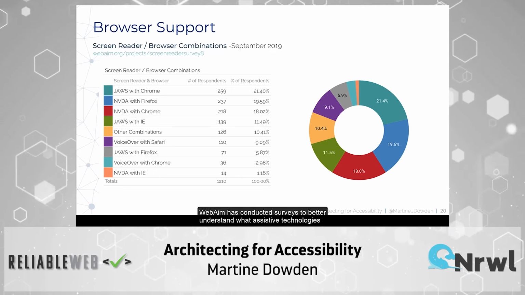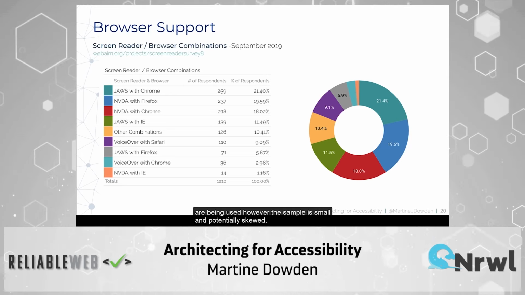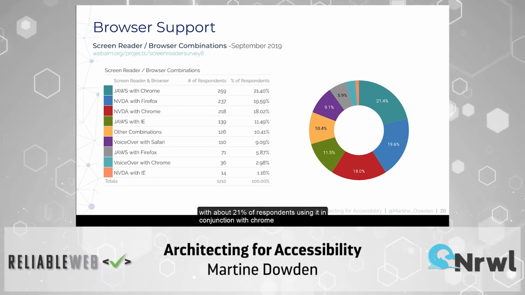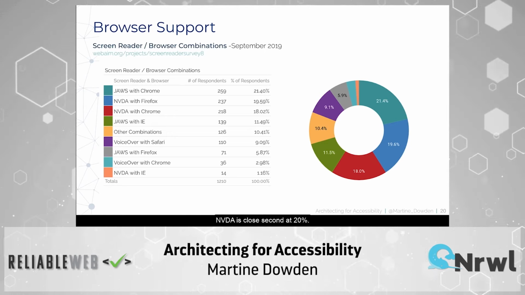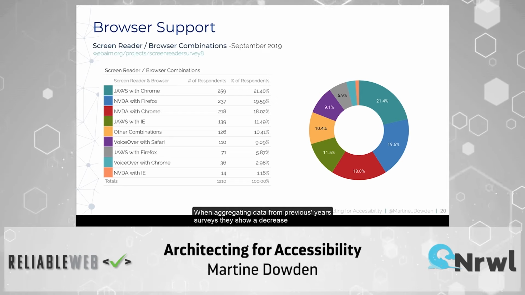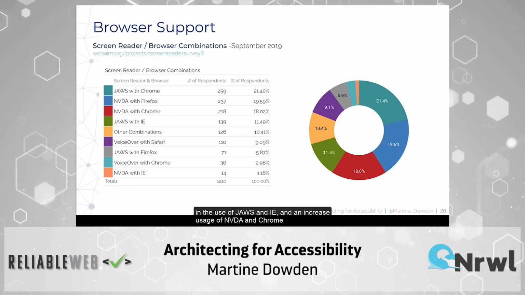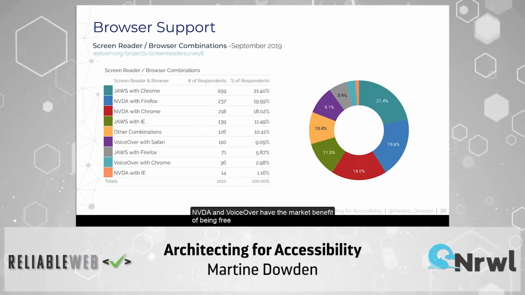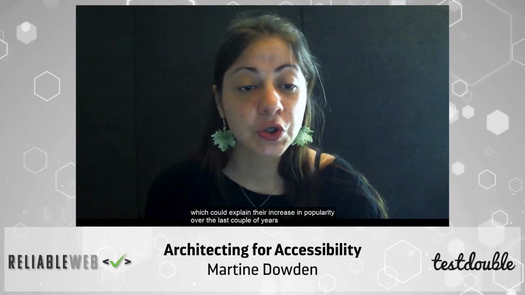WebAIM has conducted surveys to better understand what assistive technologies are being used. However, the sample is small and potentially skewed. Their results show that JAWS is the most commonly used screen reader, with about 21% of respondents using it in conjunction with Chrome. NVDA is a close second at 20%. When aggregating data from previous years' surveys, they show a decrease in the use of JAWS and IE and an increased usage in NVDA and Chrome. NVDA and VoiceOver have the market benefit of being free. NVDA is open source, and VoiceOver comes installed as part of macOS, which could explain their increase in popularity over the last several years.